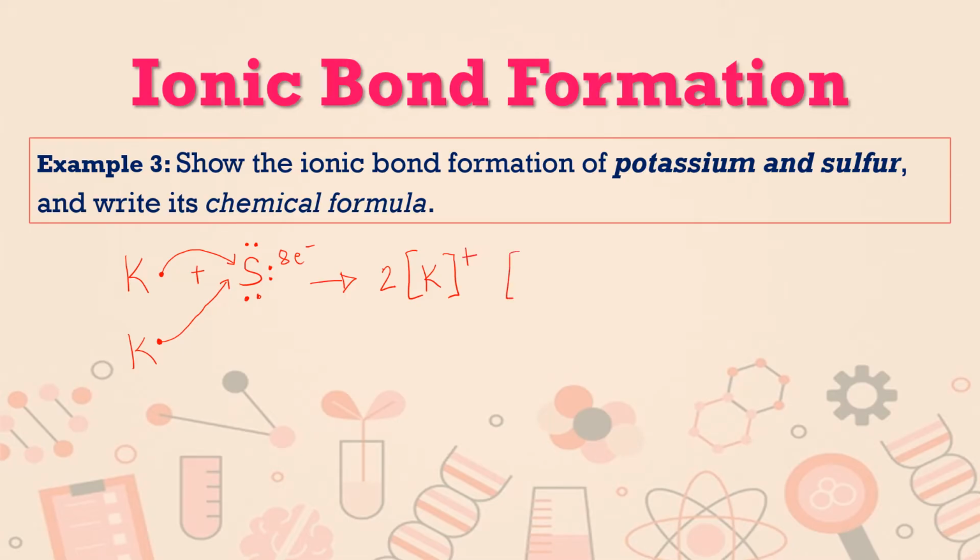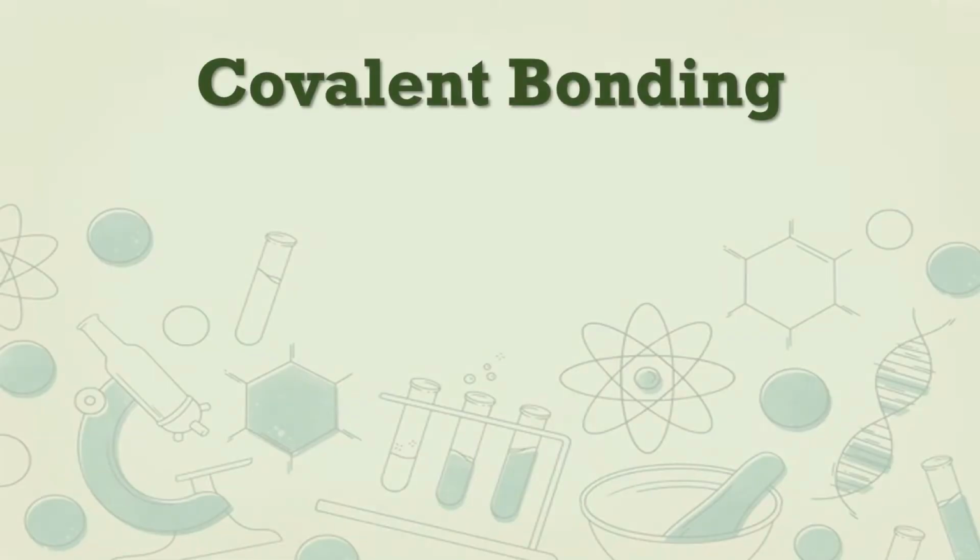And then for sulfur, since it accepted 2 electrons, therefore the charge is 2 negative. Okay, so the final chemical formula for this one will be K2S, or potassium sulfide. So this is now your chemical formula. So we are already done with ionic bonding.